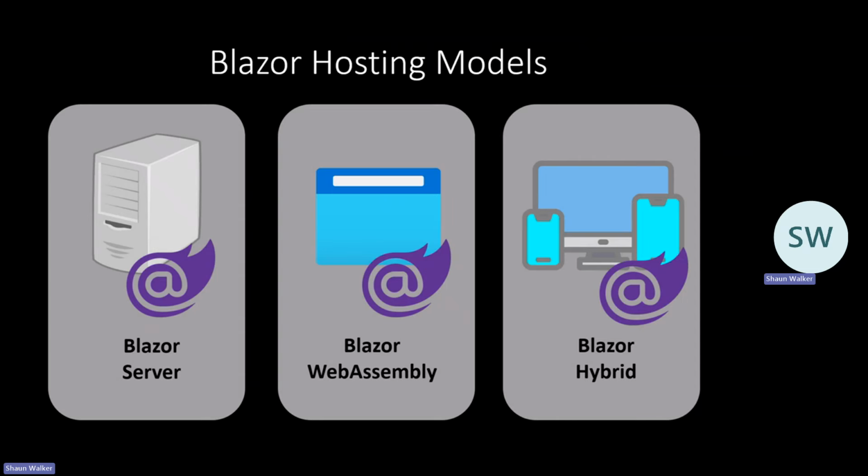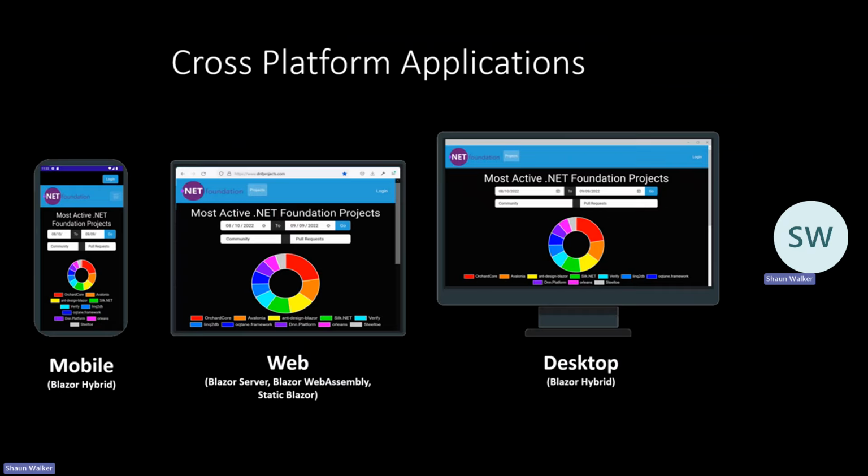And then you have Blazor WebAssembly, which uses the WebAssembly standard and allows you to transfer your .NET assemblies to the browser, where they'll run natively in the browser itself. And then there's Blazor Hybrid, using the WebView component, which can be embedded in desktop or mobile applications and allows you to run Blazor components natively on various devices.